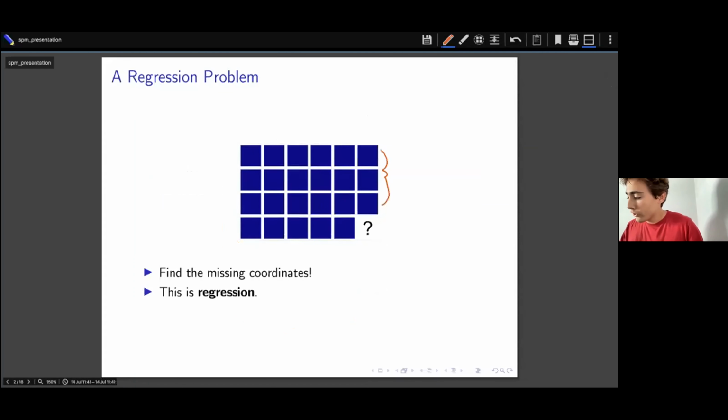We call these variables here the independent variables. We call this variable the dependent variable. Basically, what we're trying to do is find a way to infer our dependent variable as a function of the independent variables using information that we were given. So this is what we call a regression problem.